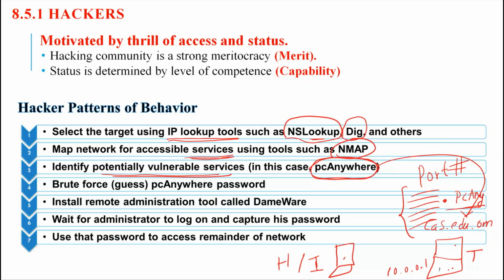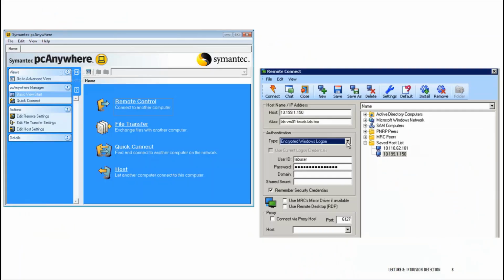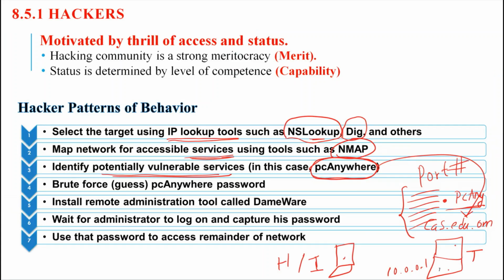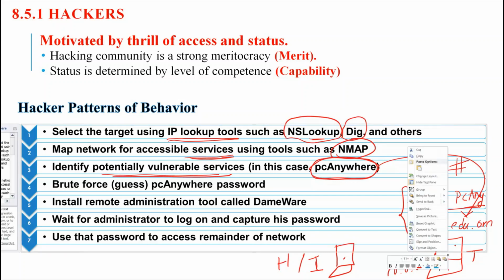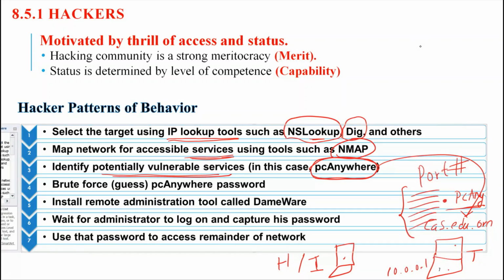I want to show you the screen of PC Anywhere. You can see, this is the PC Anywhere software. So this is the screen of PC Anywhere. We are taking it as a vulnerable one. If PC Anywhere is running in this machine, it is going to be a vulnerable one. So the next step is finding the vulnerable services or vulnerable port numbers.